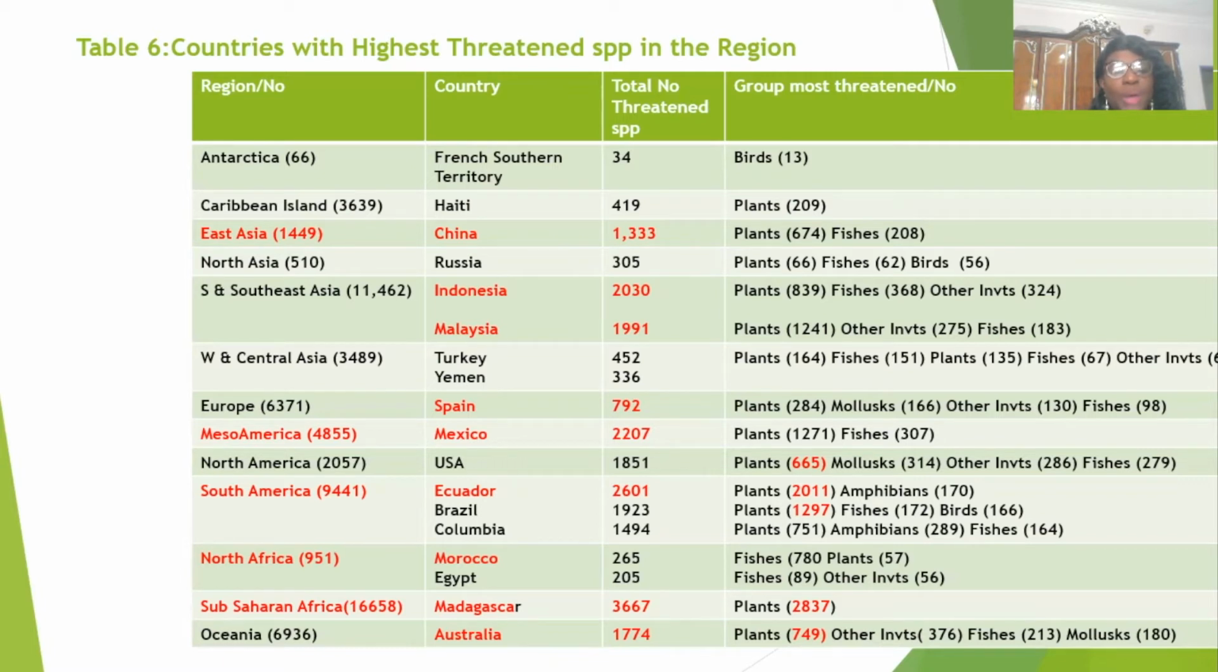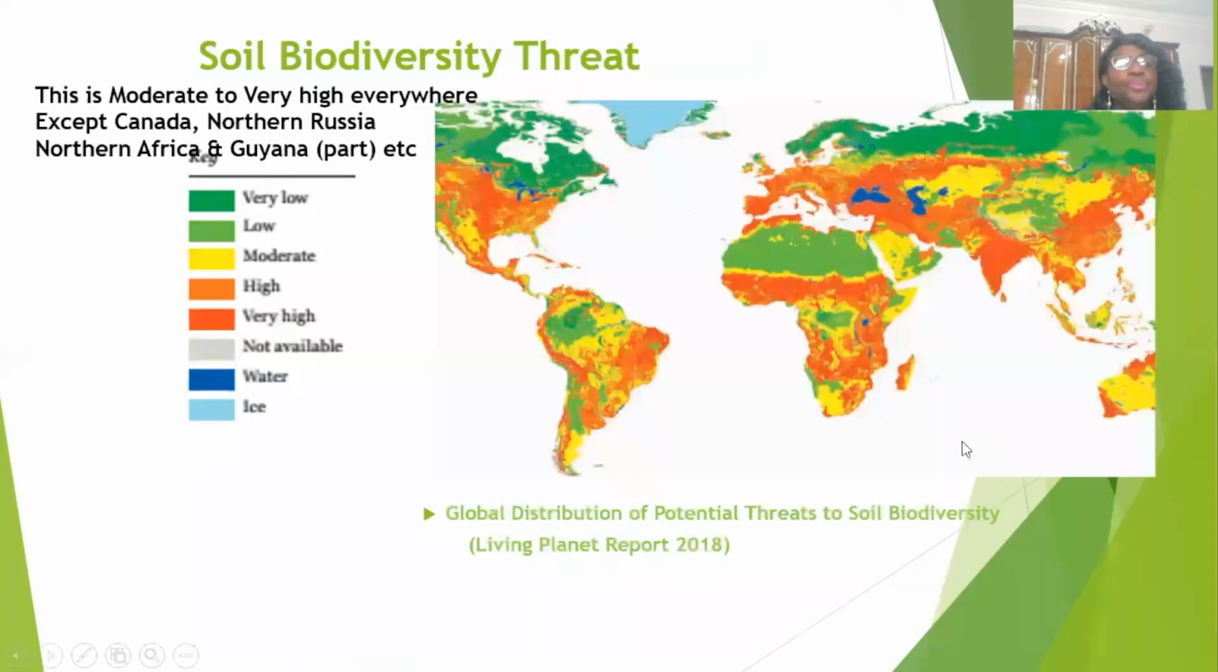South America, Ecuador, 2,601 species. North Africa, Morocco, 265 species. Sub-Saharan Africa, Madagascar, 3,607 species. And Oceania is Australia, 1,774 species. This total number of threatened species is distributed among the various groups of all plants and animals, as indicated in the right-hand column.